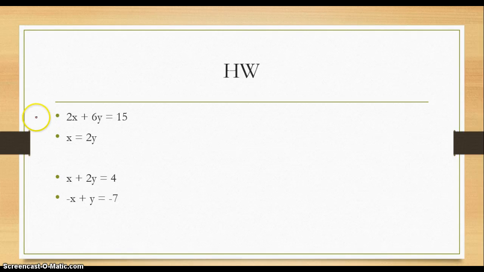Here are your homework problems. Here's number 1, equation number 1 and equation number 2. Here's question number 2, equation number 1 and equation number 2. So think about this first one: if a variable is already by itself with a coefficient of 1. This one might look tricky, but it's not tricky, trust me. You already have this set by itself, so you know x equals 2y, so you can plug in 2y for x, and then go on from there and solve.